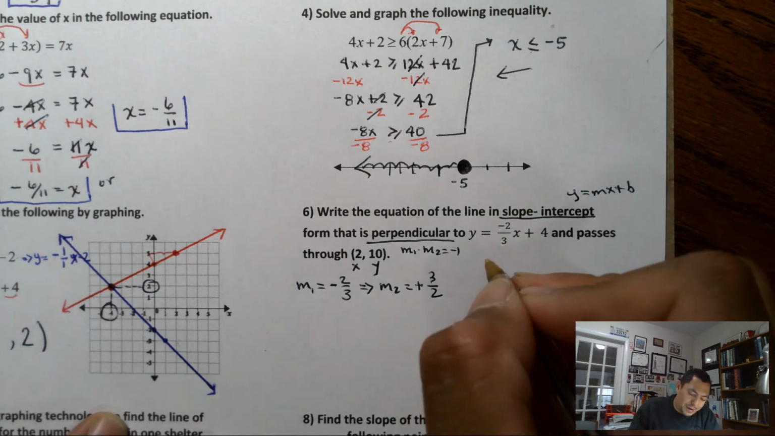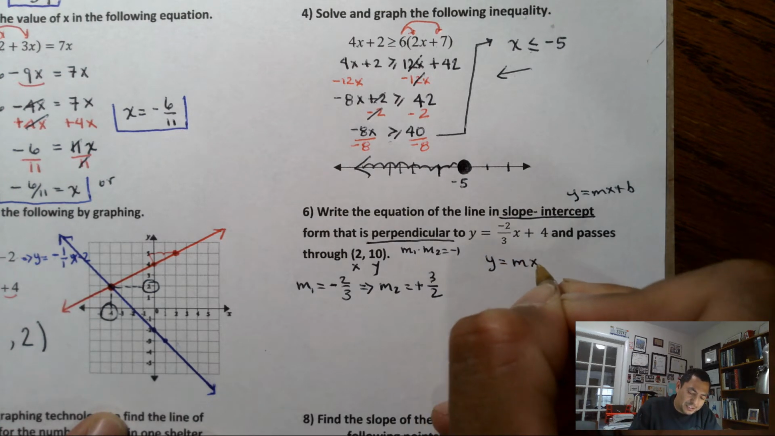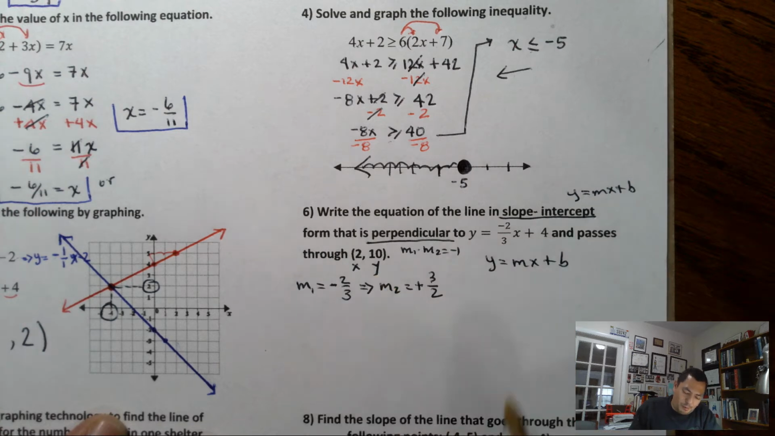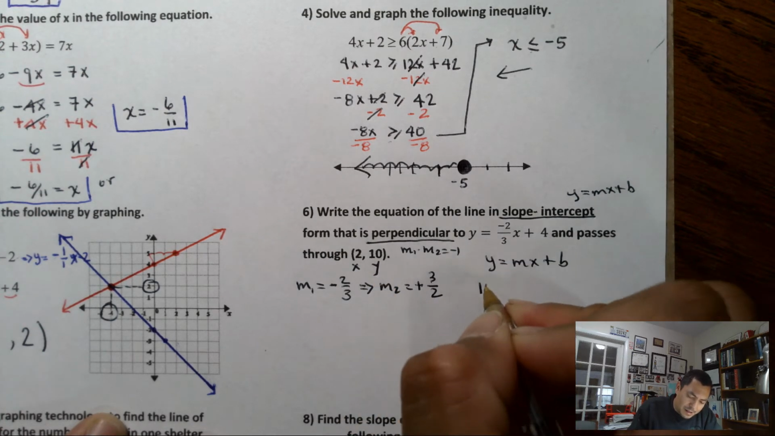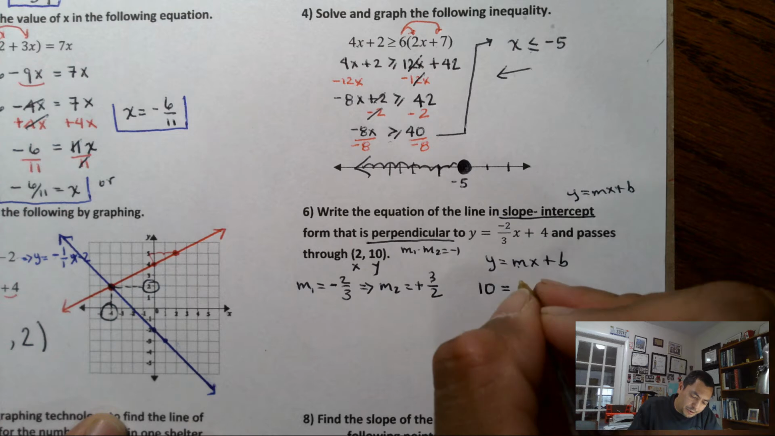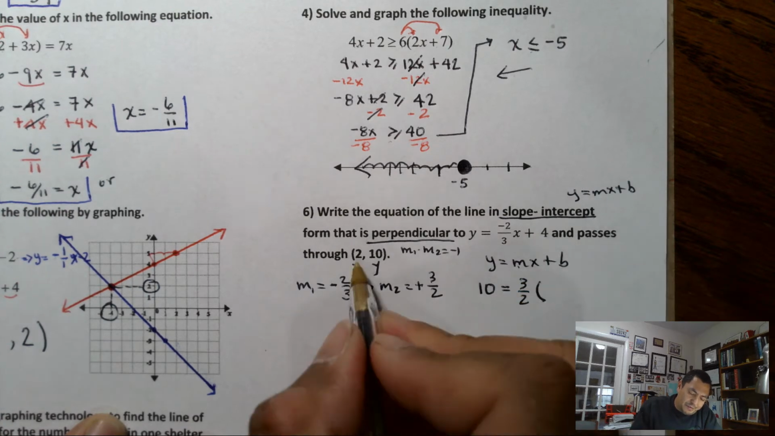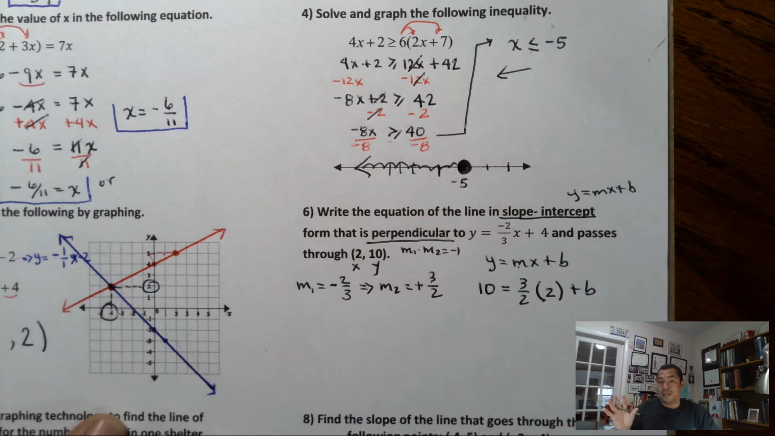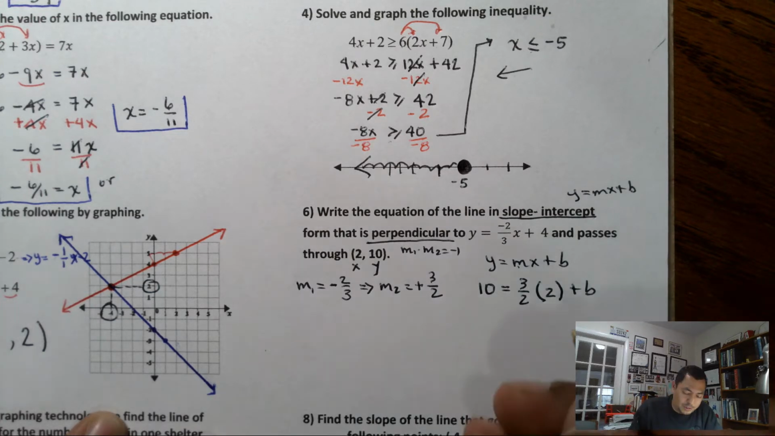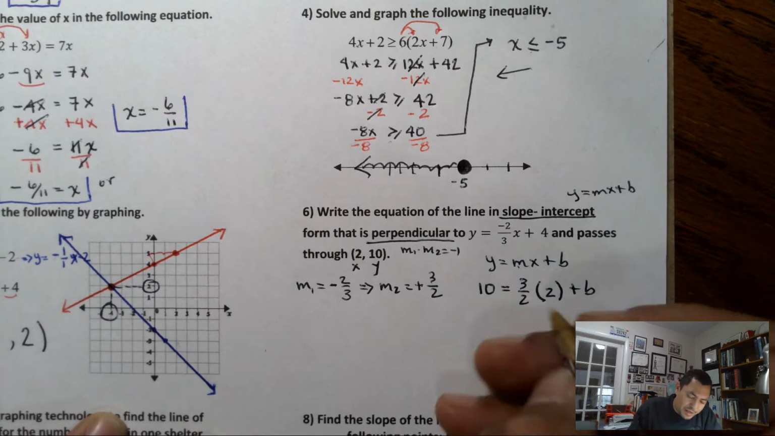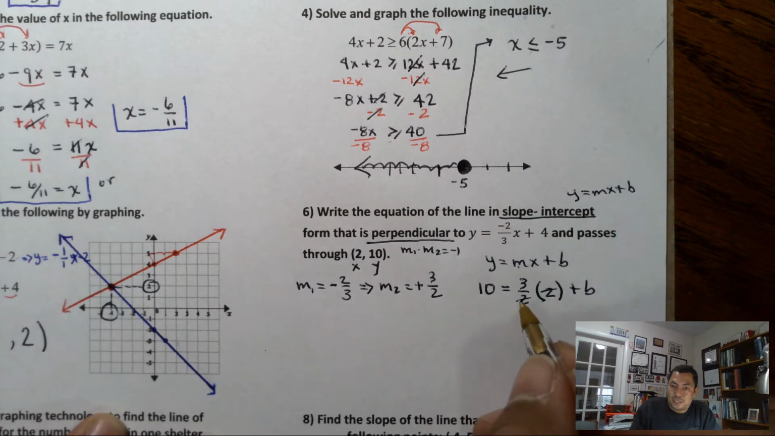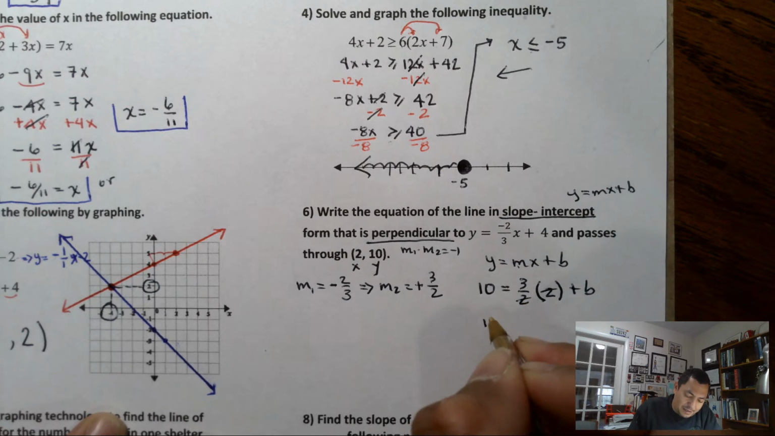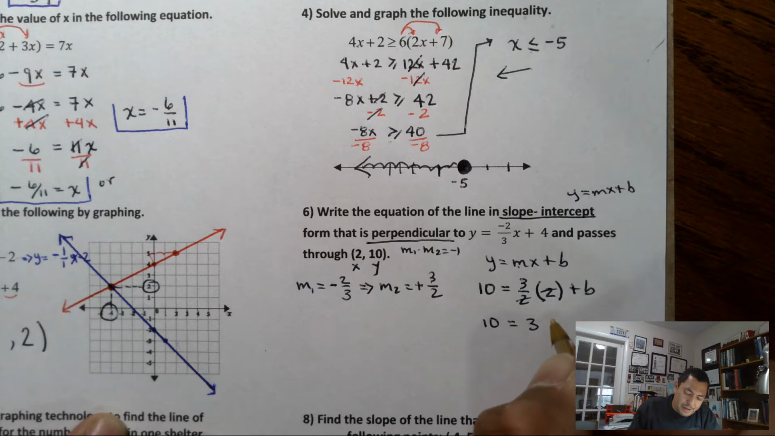And because we're going to use the slope-intercept form, I have y equals mx plus b. I know my y is 10. I know the slope is 3 over 2. I know the value of x is 2, plus b. I need to find the y-intercept. b is the y-intercept. So 3 halves times 2. The 2 goes away because this is in the denominator. So I have 10 equals 3 plus b.